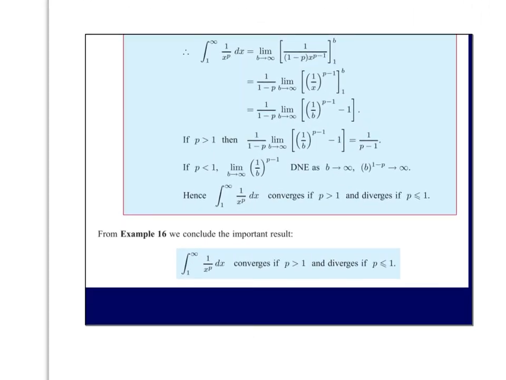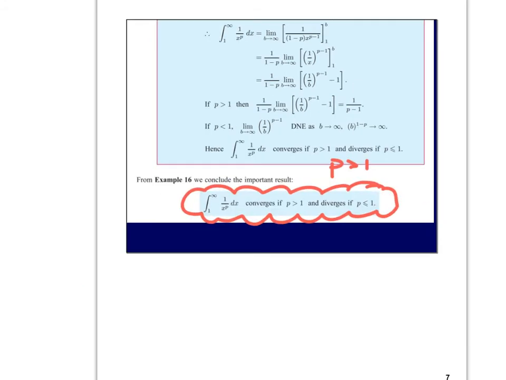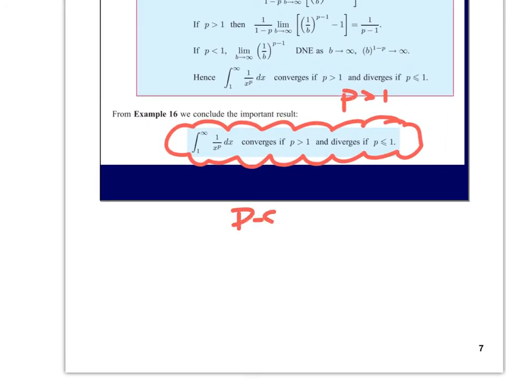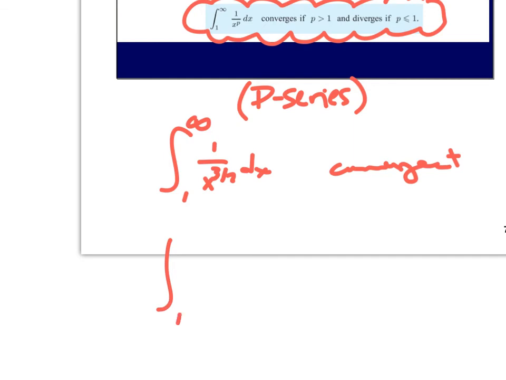Proof continues here. What's the bottom line, Mr. Ludd? The bottom line is this integral will converge as long as p is greater than 1. So now we're going to call this the p-series. If you see this integral from 1 to infinity of, I don't know, 1 over x to the 3 halves, is 3 halves greater than 1? Yes, convergent. This is powerful. The integral from 1 to infinity of x to the negative 7 dx, by p-series, convergent.